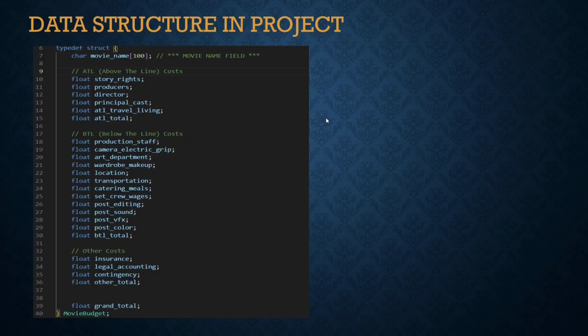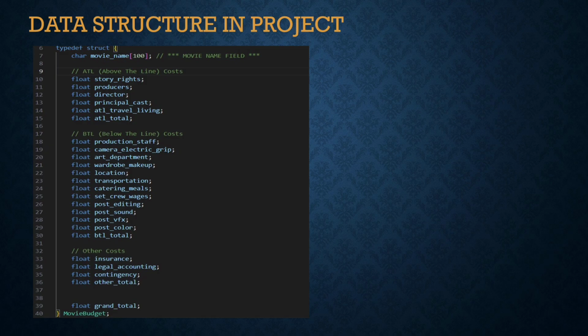Good morning, everyone. I'm going to continue about the breakdown of data structure in our movie budget creation project. In our project, movie name is a character array to store the name of the movie. And the ATL costs. These include float variables for creative staff and rights, such as story, rights, producer, director, etc. BTL costs. These include float variables for technical and physical production, such as production staff, location, post editing, and art department.